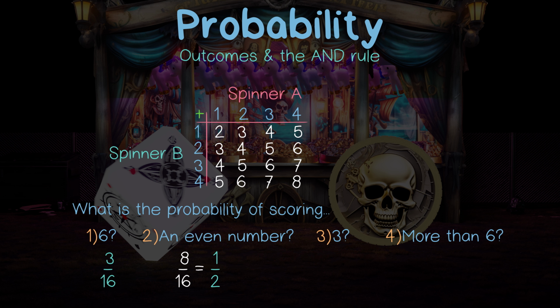Let's find the probability for scoring 3 and scoring 6 or more. So for scoring 3, we have 2 combinations in our table, 1 plus 2 and 2 plus 1. That gives us a probability of 2 over 16, which simplifies to 1/8. And for scoring 6 or more, we have a total of 6 combinations. That gives us a probability of 6 over 16, which simplifies to 3/8.